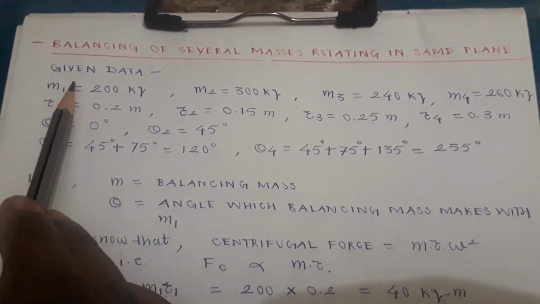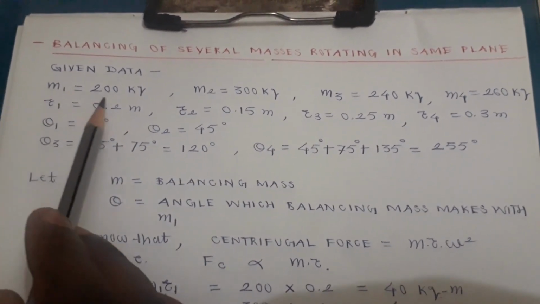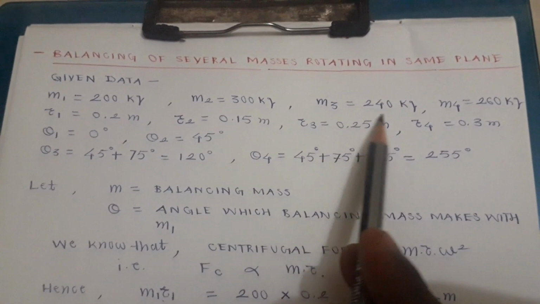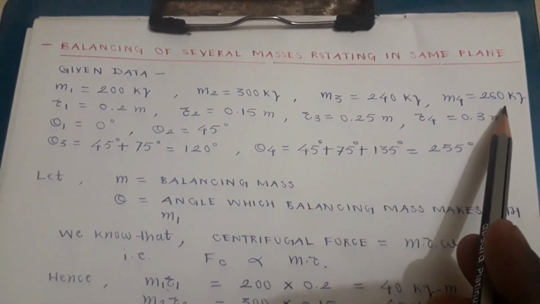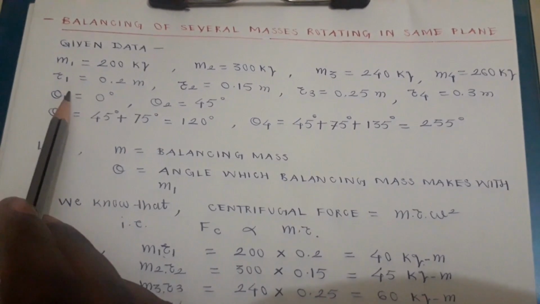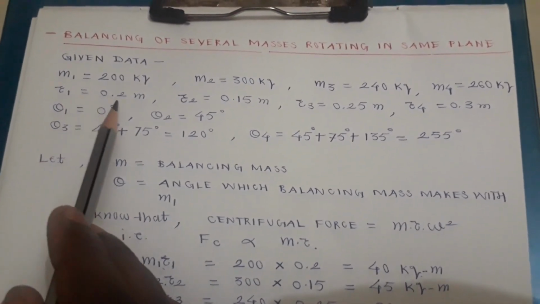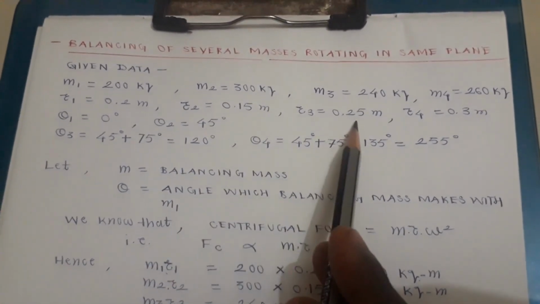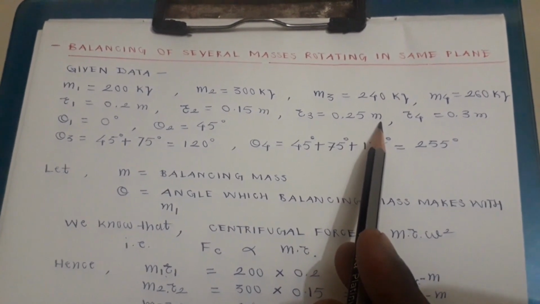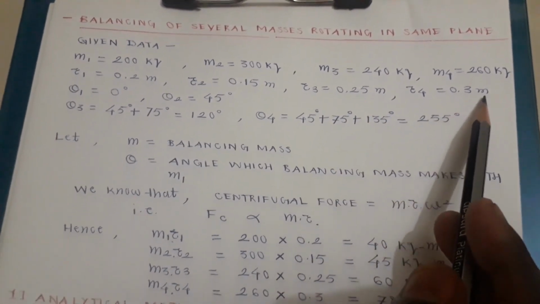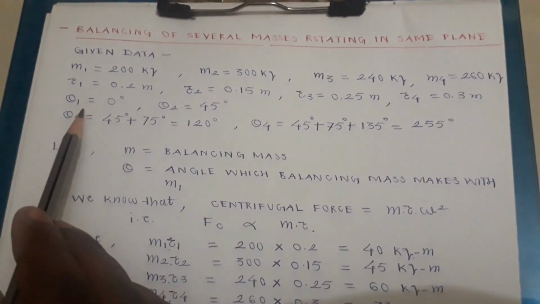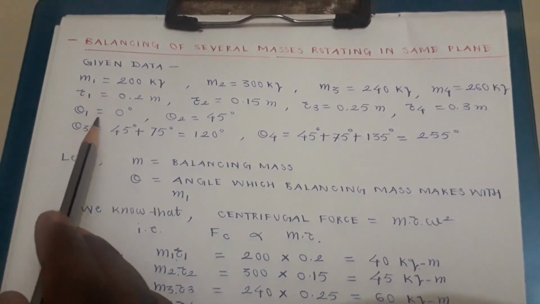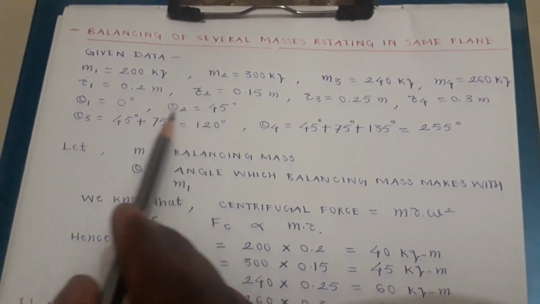So here from the given statement, m1 is 200 kg, m2 is 300 kg, m3 is 240 kg, m4 is 260 kg. The radii are r1 0.2 meter, r2 0.15 meter, r3 0.25 meter and r4 0.3 meter. The respective angles are given. So here they are given the successive angles between the masses.